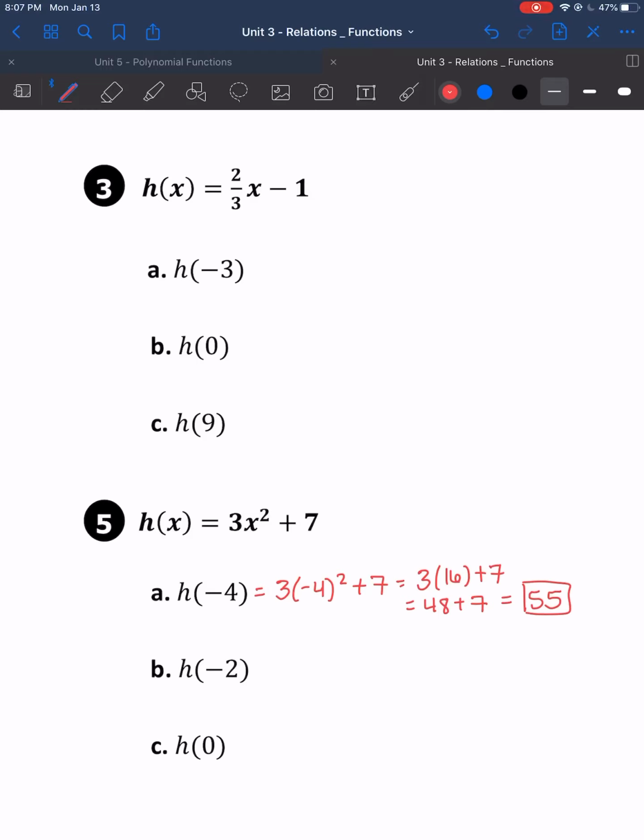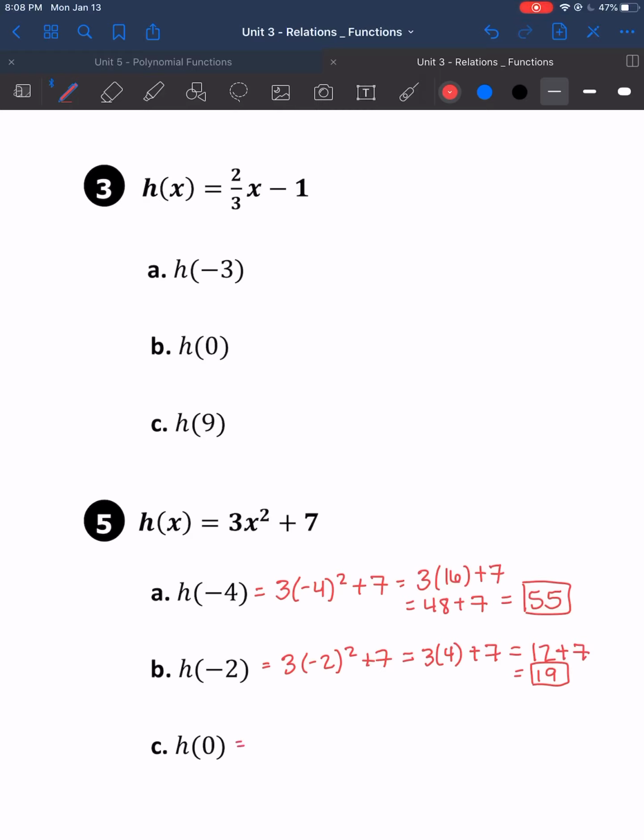And then I need to do h of negative 2. So 3 times negative 2 squared plus 7. Negative 2 squared is 4, because I start with my exponent. 3 times 4 is 12, and 12 plus 7 is 19. So h of negative 2 is 19.